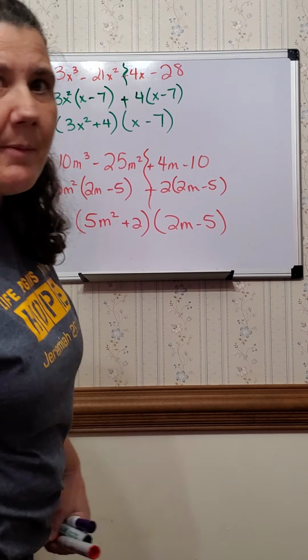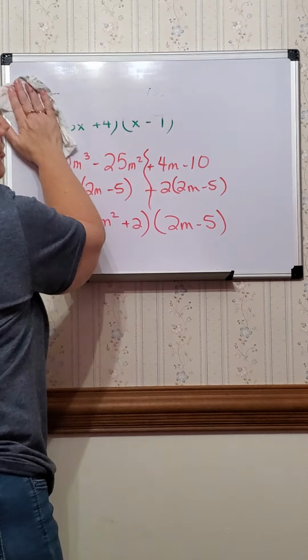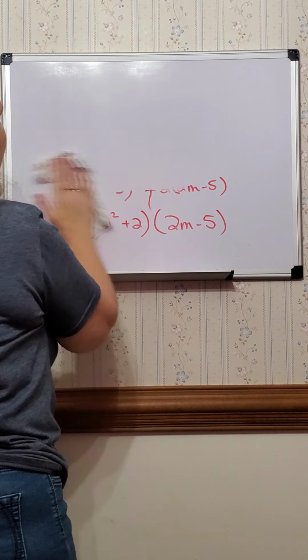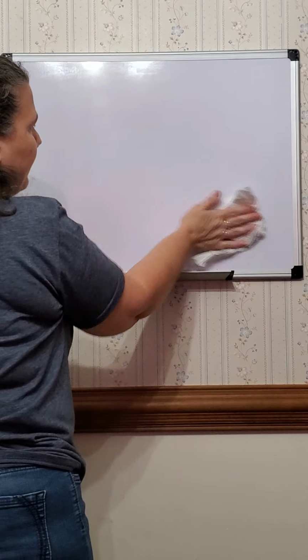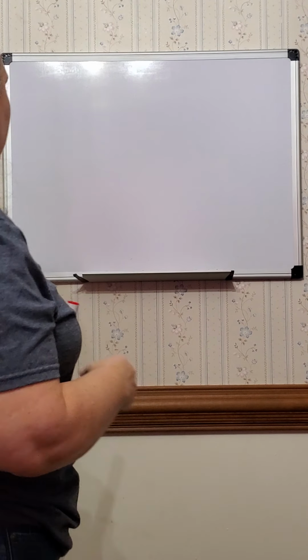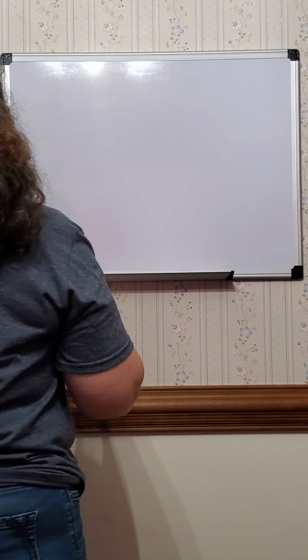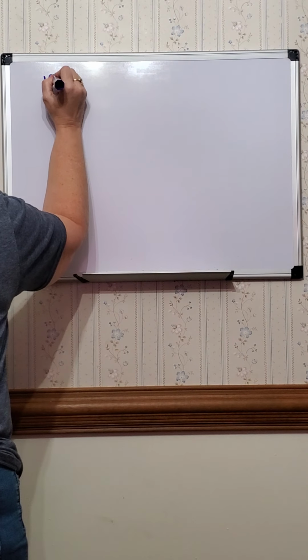Okay, so what happens when I group the first two together and the second two together and there's no common factor? Because every once in a while that happens. And if you look down where it says challenge, some of those questions are like that. So let's look at 15.